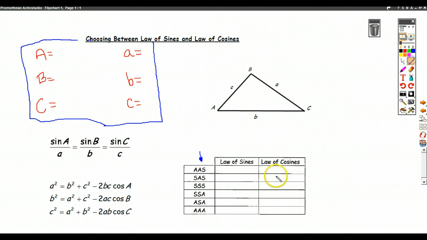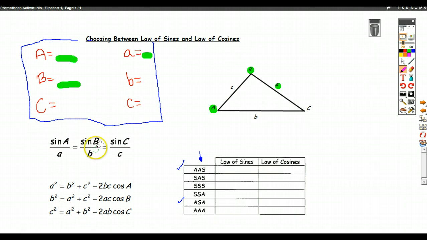So let's look at these two cases: angle, angle, side, and angle, side, angle. That would mean you were given, for instance, angle A, angle B, and side A. See how we have a full set of information for A? That means you can use the law of sines to get everything you want in the triangle. Because if you look at the proportion, sine A over A, you have all that information. So this is a number we can compute.